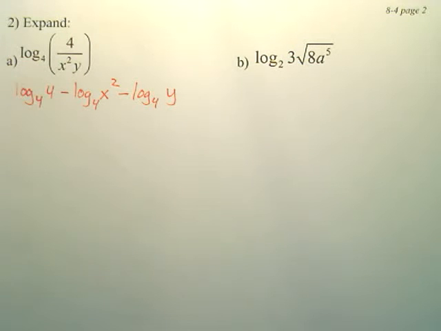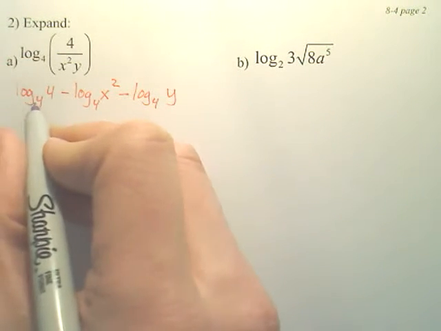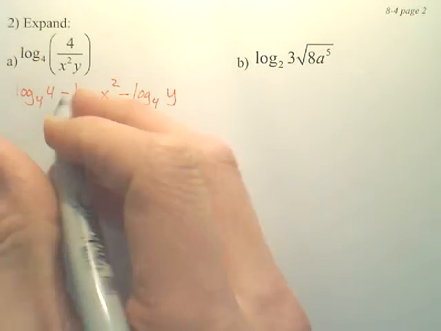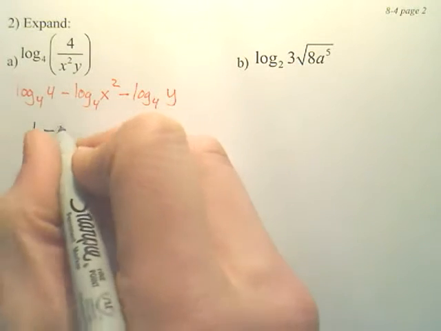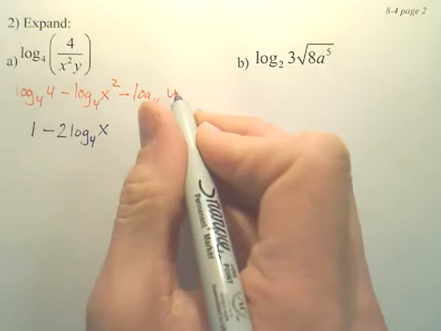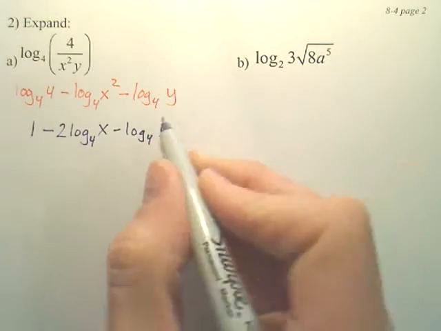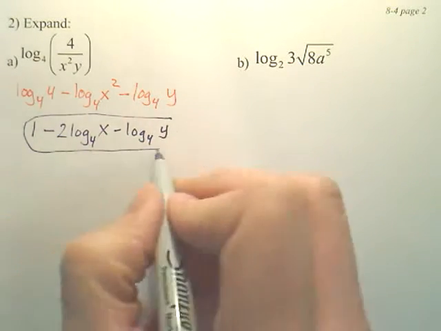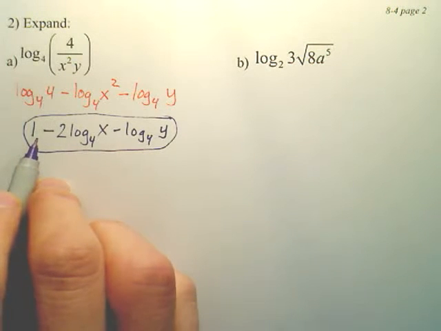But that is not completely done. You have to look at this, and you have to now take this 2, jump it up front. Plus, anybody know what log base 4 4 is? That's actually 1 if you remember. So that's 1 minus the 2 jumps out front. And there's no power, so this stays. There's your answer. Again, log base 4 4 is actually equal to 1.